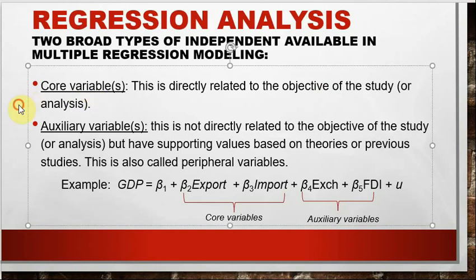So whatever study you are doing, these core variables are those variables that answer your objective. Whether they behave well or they don't behave well, you can't remove them from the model. They must be there. Then auxiliary variables are those variables that are not directly related to the objective of your study, but they have supporting values based on theories or previous studies. This is also sometimes referred to as peripheral variables. These are variables that people, based on theory, have seen to play a role in the kind of model you are doing.